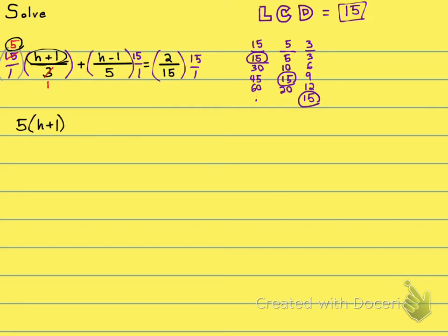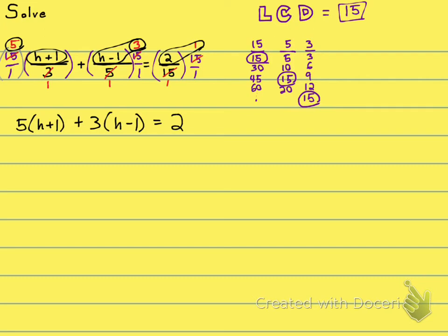In the second fraction, the 5 and the 15 will reduce. 5 goes into here once, 5 goes into 15 3 times. So I'm going to have 3 times h minus 1, and I'll put the 3 in the front, but you could put it in the back. And over here on the other side of the equal sign, 15 goes into here once, 15 goes into here once. Those 15s cancel out completely, and I'm left with 2 times 1, which is just 2. At this point, we've gotten rid of all of our fractions.